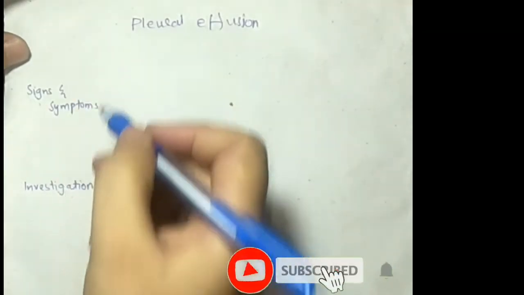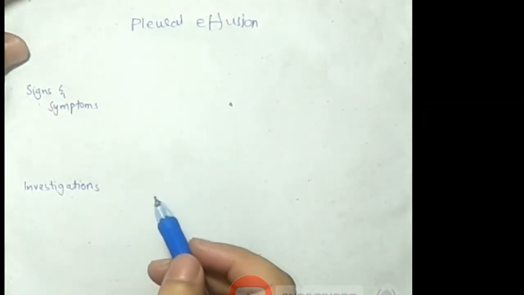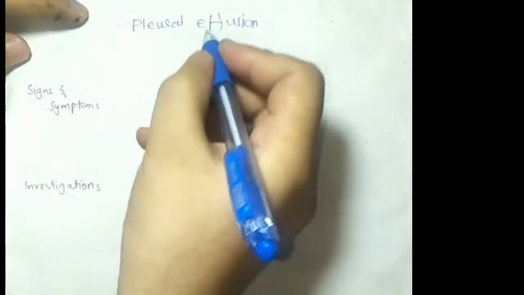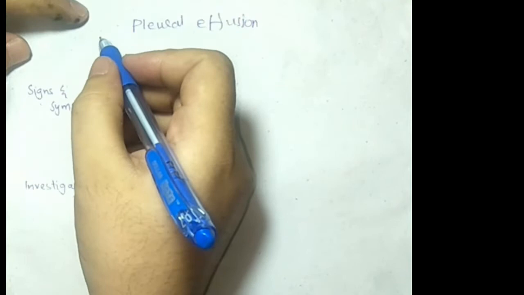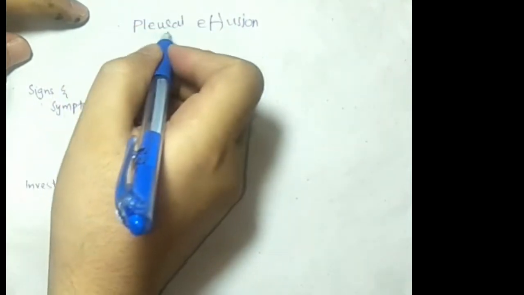Hello students, in this lecture we will discuss pleural effusion. What is pleural effusion? Pleural effusion is a condition in which fluid is accumulated inside the pleura. There are mainly two types of pleural effusion.